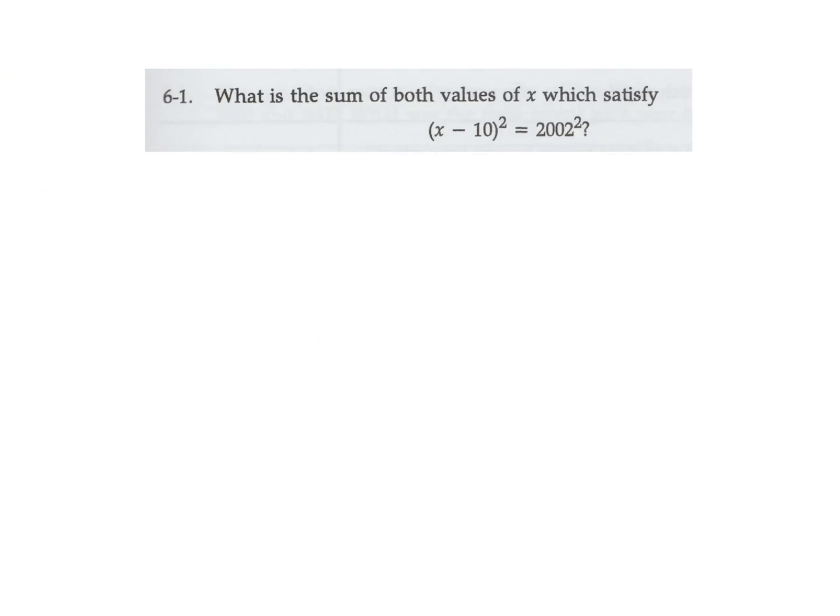What is the sum of both values of x which satisfy (x - 10)^2 = 2002^2? If we took the square root of both sides, then that would be x - 10 is equal to plus or minus 2002.